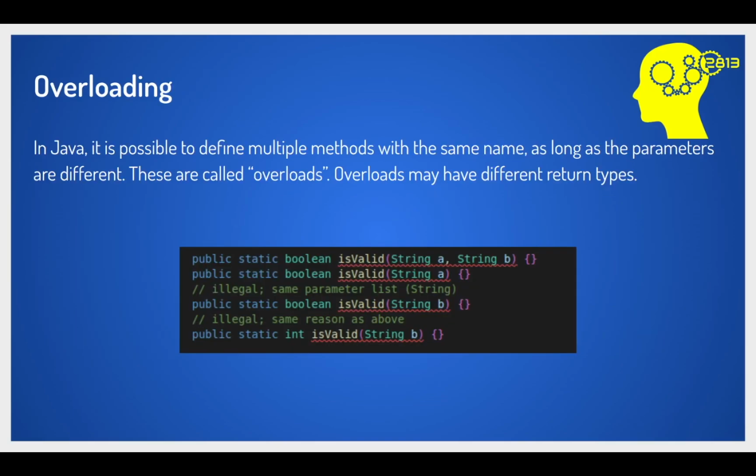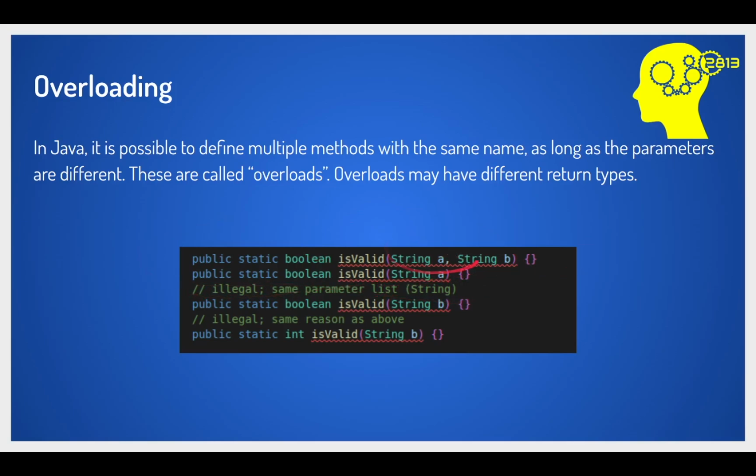So, overloading. You can actually have multiple methods or constructors with the same name but different arguments. They can also have different return types. So, for example, boolean isValuable takes string A and string B. This is good, and then this is also good, even though it also has string A.